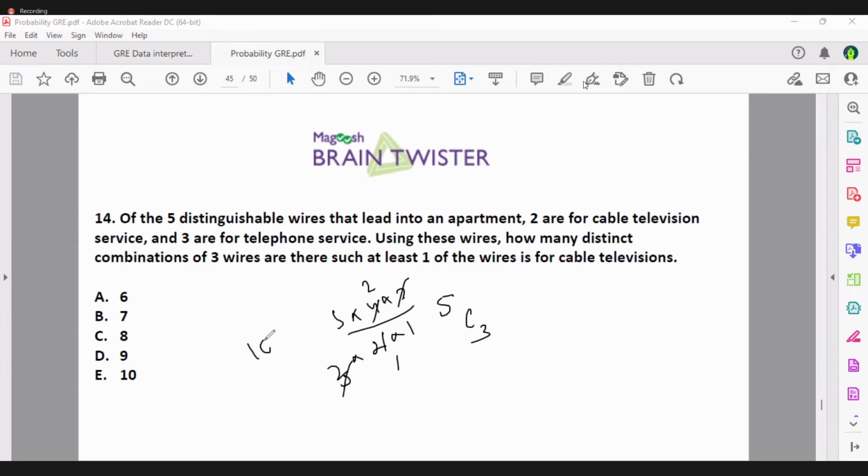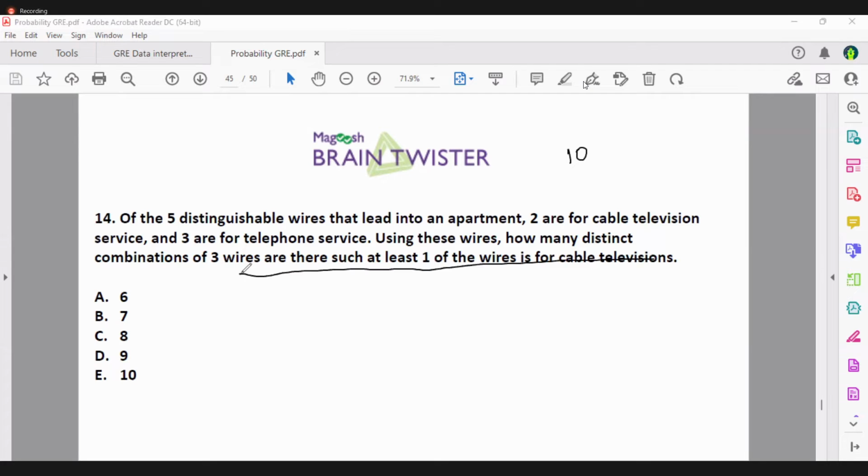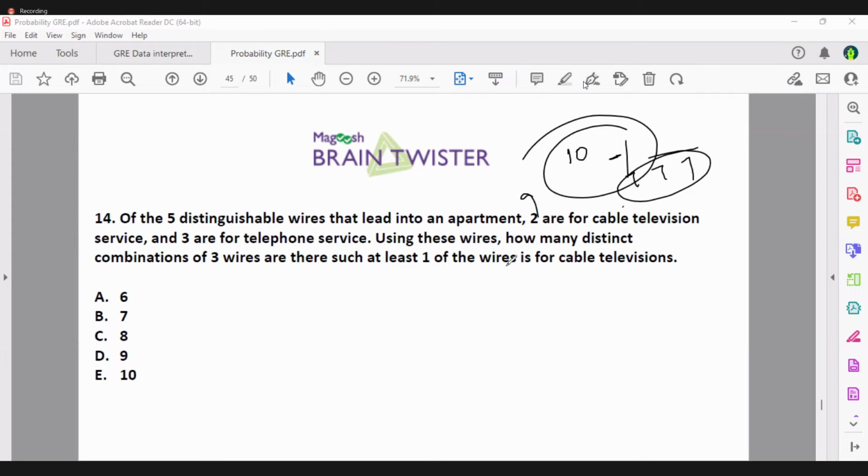So 10. So 10 ways of choosing the wires out of 5 options. But it says that at least one of them has to be cable television. So it cannot be all telephone. So one possibility is out of the picture, so it becomes 9.